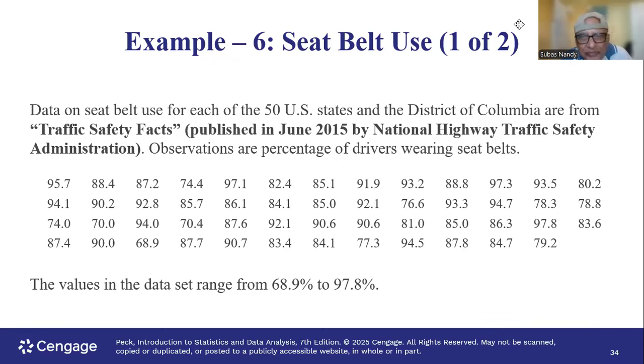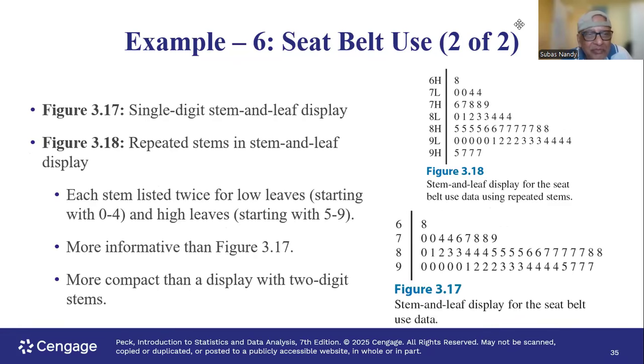Okay, so these are observations of percentage of drivers using seat belts. One state has 68.9% of the drivers using seat belts, and that looks like the lowest. And if you're looking for the highest percentage, in the top row you have numbers like 97.3. That's really good. That means 97.3% of the drivers in that particular state are using seat belts.